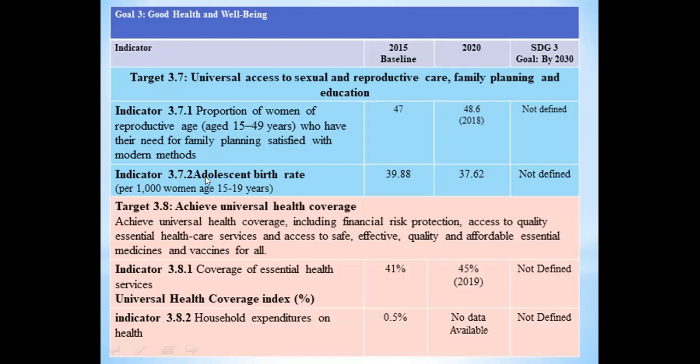Indicator 3.7.2, adolescent birth rate per 1000 women aged 15 to 19 years. It is 39.88 in 2015, and 37.62 in 2020. So there is also no marked reduction, and the target is not defined.